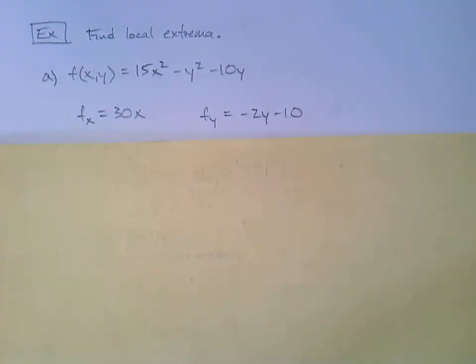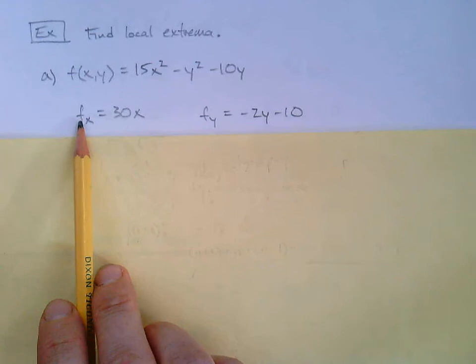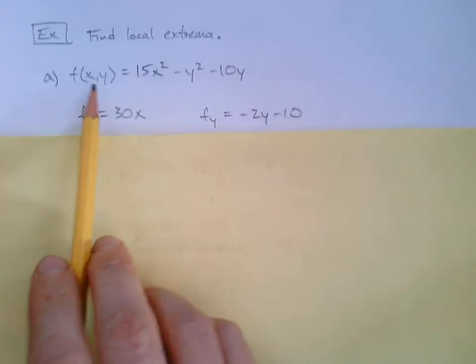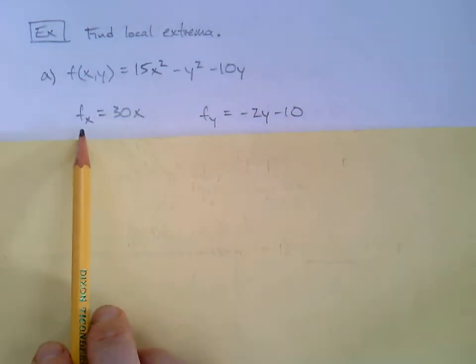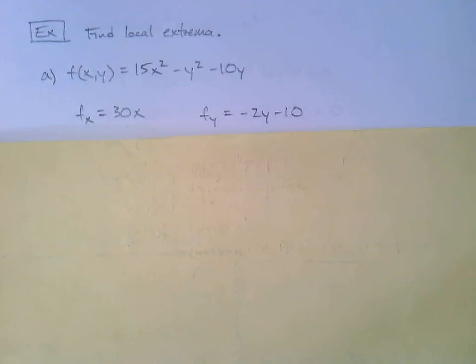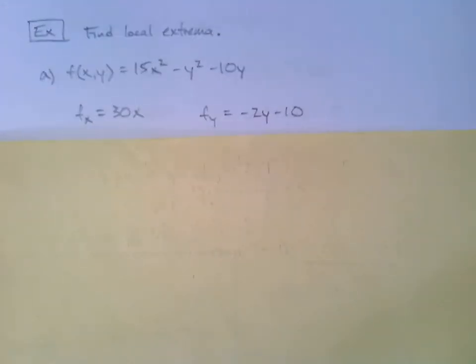Notice also I'm using some shorthand notation. For the derivative with respect to x, I'm just going to write f sub x instead of f sub x of x, y. Repeating that every time gets to be a lot. You see this all the time. People just write f sub x. We know that means the derivative with respect to x. Same thing with f sub y. So I'll be doing that from now on.